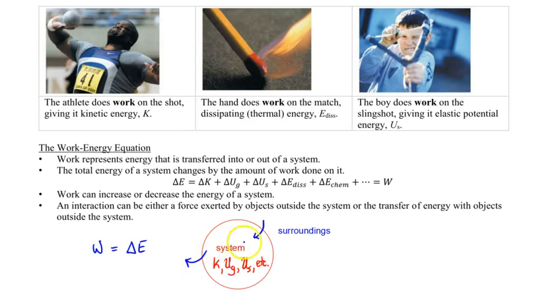So whenever the total energy of this system changes, then we know that we have work being done. The energy of the system could increase or it could decrease. It occurs because there's an interaction between something on the outside, some object in the surroundings, that is exerting a force on something on the inside, in the system, and causing the energy of the system to either increase or decrease.